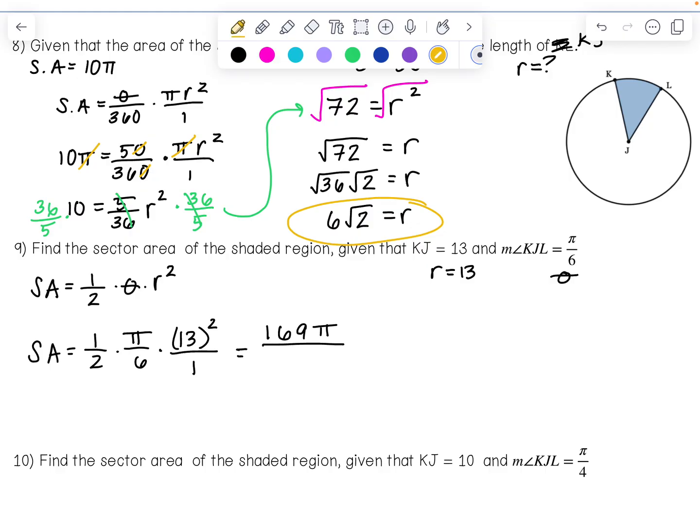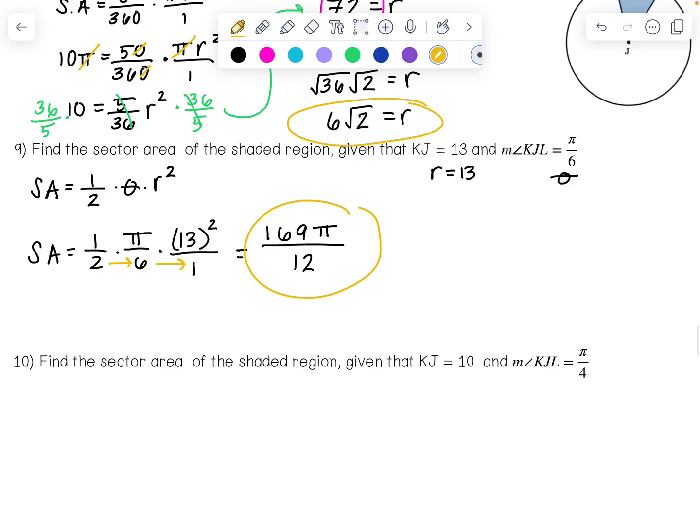And then in the denominator, I have 2 times 6 times 1, so that's going to give me 12, and that fraction does not reduce. So that's all there is to it. So again, if you're feeling like you want to try some on your own, go ahead and pause, do number 10 on your own, and then check back in, and this is the last problem we're going to go over today.